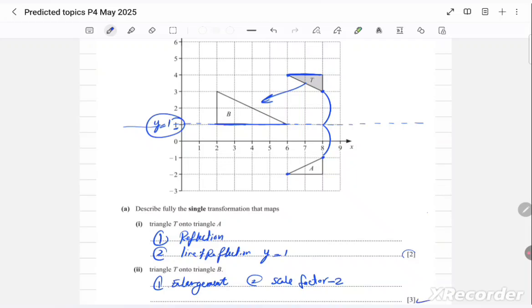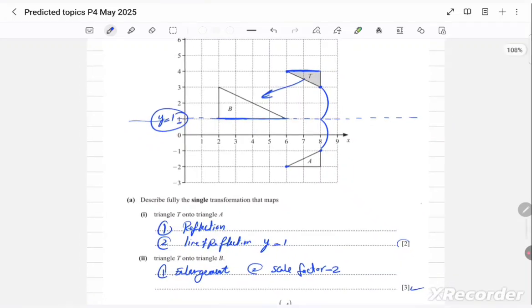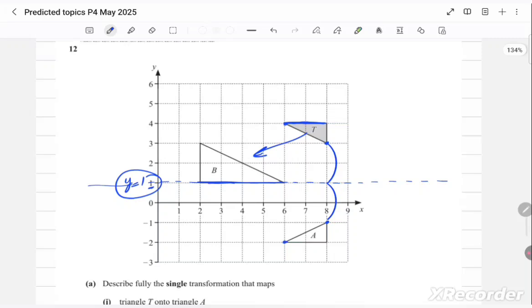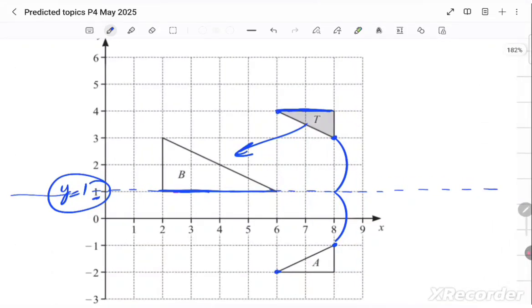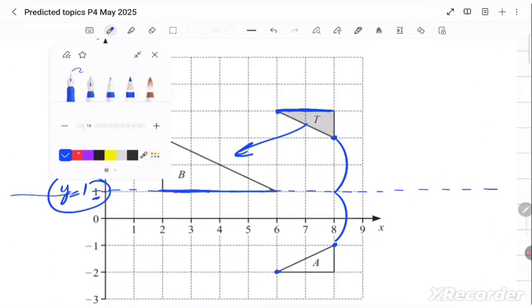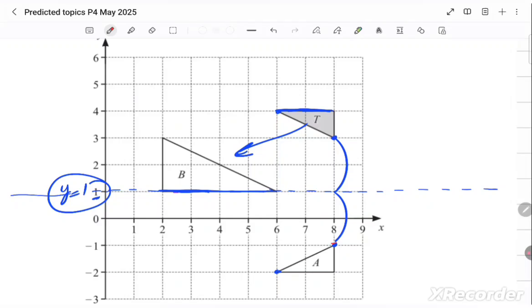This question is 3 marks. It means I have to add something else. Number 3. What can I add in number 3? We call it center of enlargement. How to know the center of enlargement? We connect the same points. So I will connect. Okay, look, this point is the same as this one.